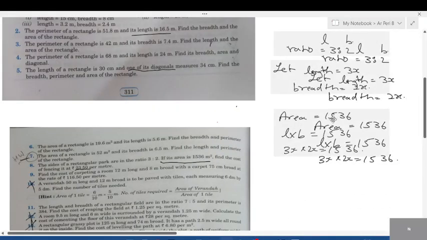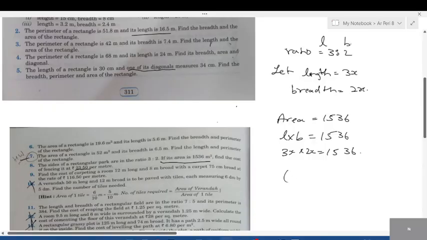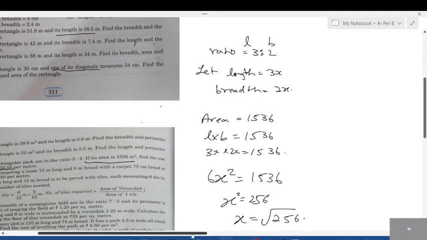This question, okay. Next. 3 twos are 6, students. x into x: when you multiply two same things, you get x square. So what did we get? 256. Then what's the next step? You have to find the square root of it. So what's the value? 16.